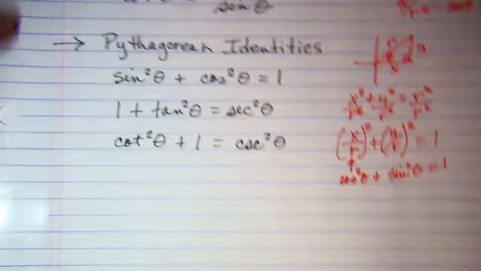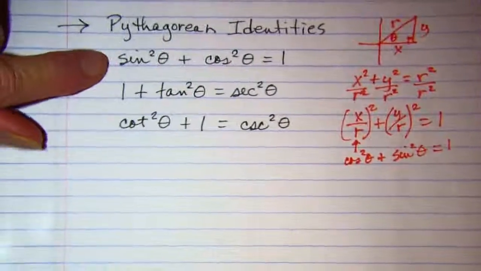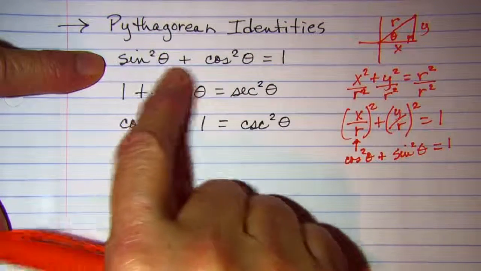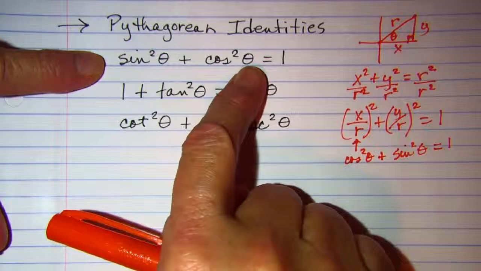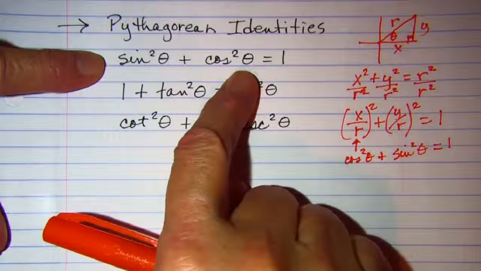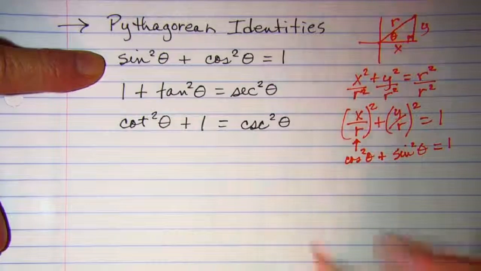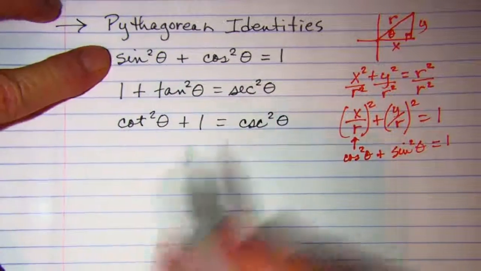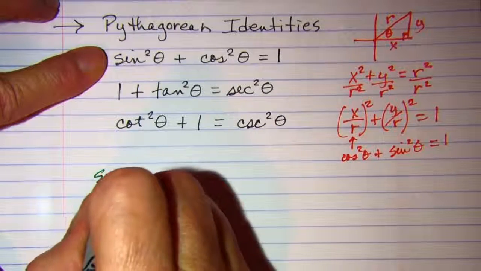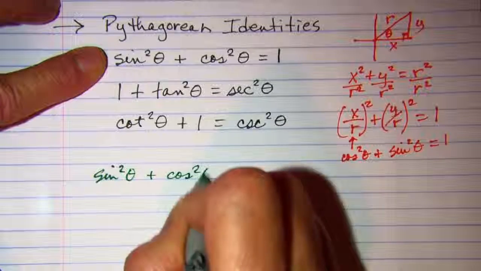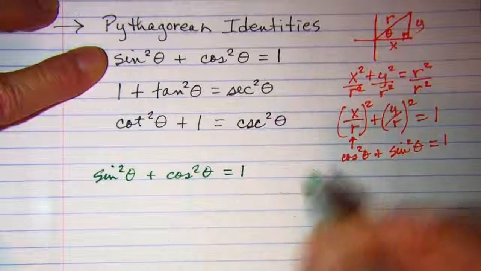Now, if you're like me, you don't like memorizing any more than you need to, so for sure memorize this first one, sine squared plus cosine squared equals 1. You can easily develop that to get these other two. Let me show you how that can be done. Sine squared plus cosine squared equals 1.